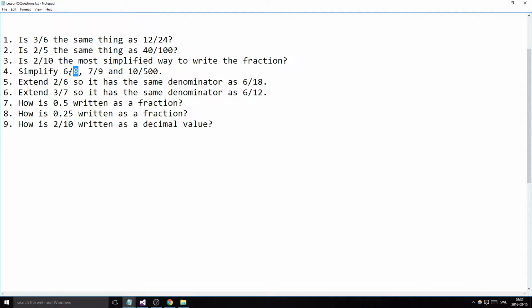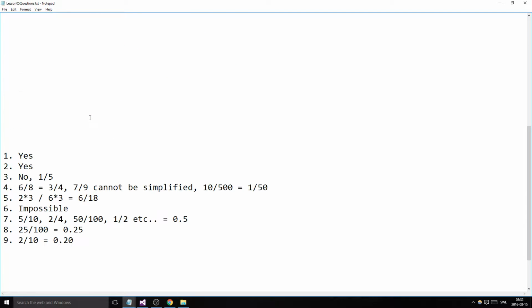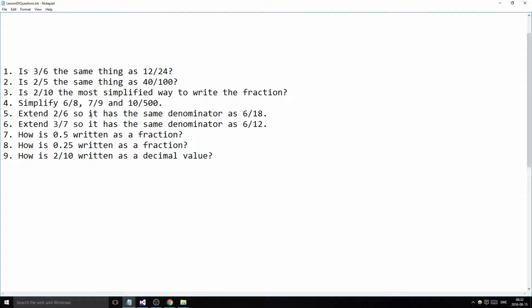So what do we do? We can divide both of these by 2 first. That will give us 3/4. And then we can't keep going, right? 3 and 4, you can't divide them by the same number. So that's the simplest way, 3/4.